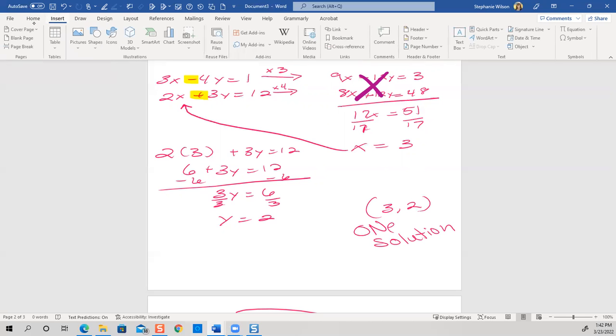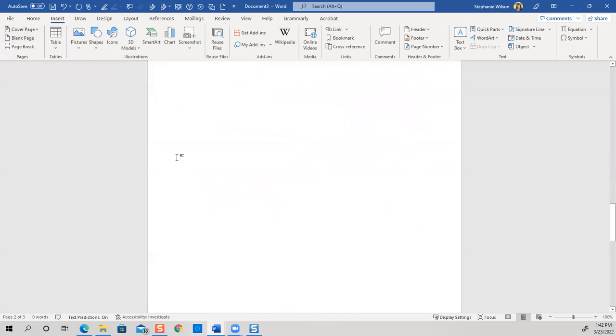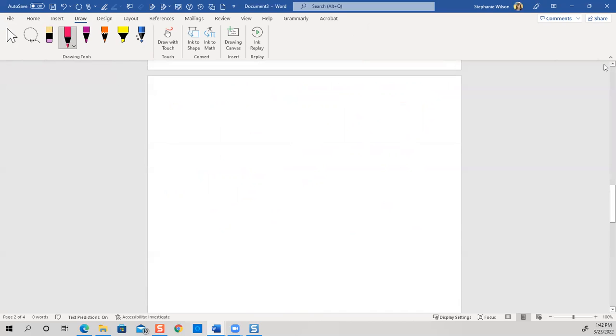I would like to do one more, just so you can see what it looks like if they didn't, if then it's not a one solution. Okay. So let's do 3x minus 2y is equal to 4. Negative 6x plus 4y is equal to 7.